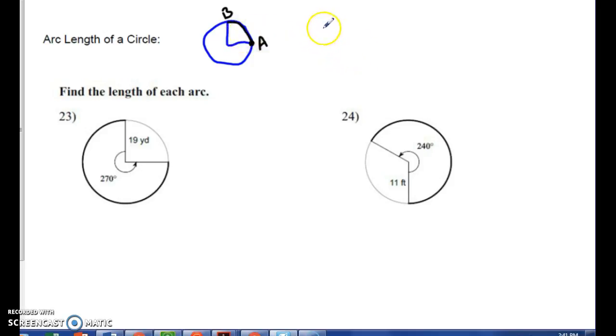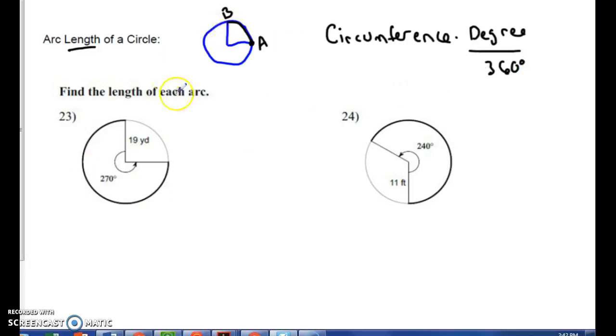What we're going to do is when we think about arc length, we're talking about distance, because that's what length deals with, is distance. And I know that circumference is going to have to be dealt with. So I know it's going to be the circumference of a circle times the number of degrees traveled over 360 degrees, because that's how many degrees there are all the way around the circle. Or another way to think about this is 2 pi r times the degree over 360 is going to get me the length that I'm traveling.